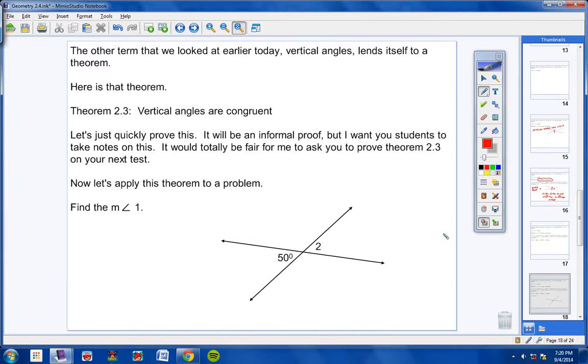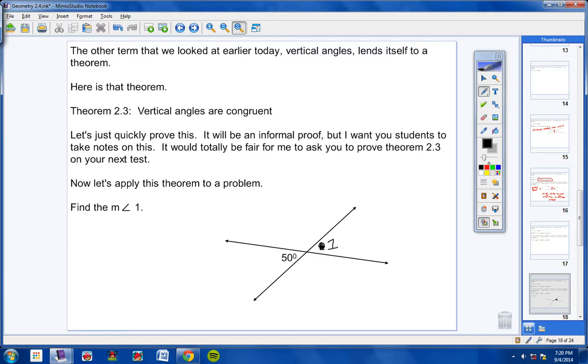Okay, find the measure of angle 1. That's going to be hard to do since we don't have a 1. So let's see if we can't fix that real quick. Sorry about that. It's a trick question. Let's go ahead and make this 2 a 1 here. Okay, now let's find the measure of angle 1.